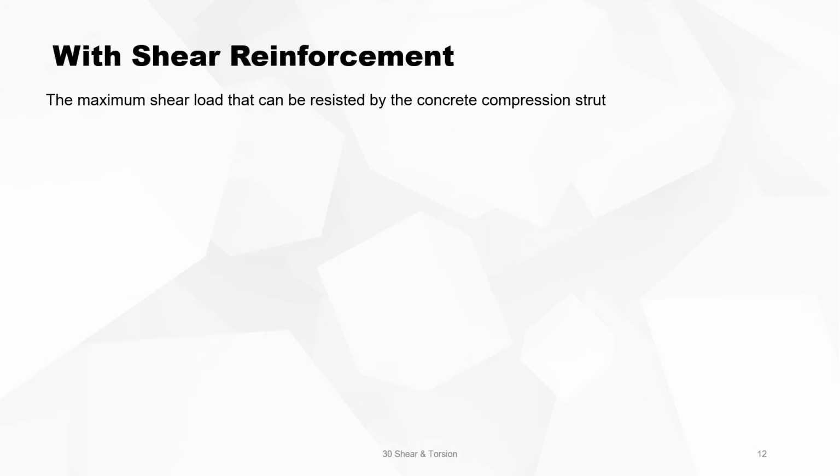The maximum shear load that can be resisted by the concrete compression strut, you know, it is a truss system, and we have now checked one leg, which is the tension leg. Now we will check the compression part of it. The maximum available shear force is then the maximum concrete stress allowed multiplied by the area of the concrete strut and taking into account the direction of the strut.